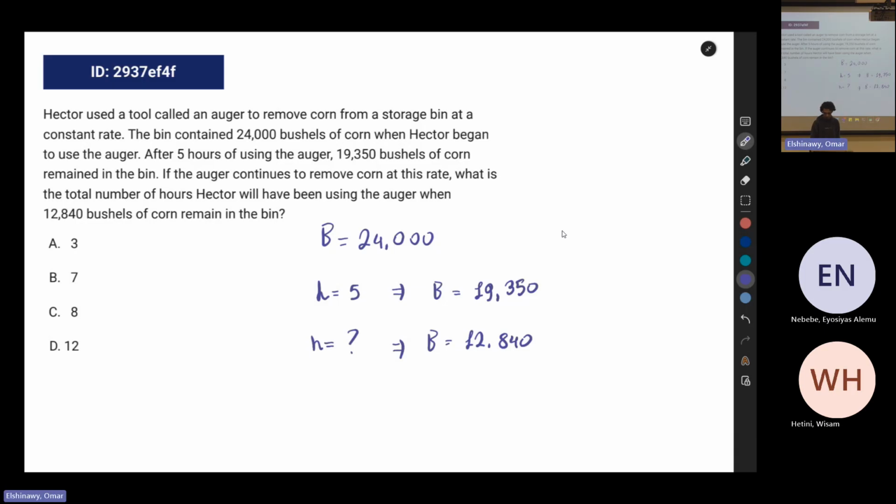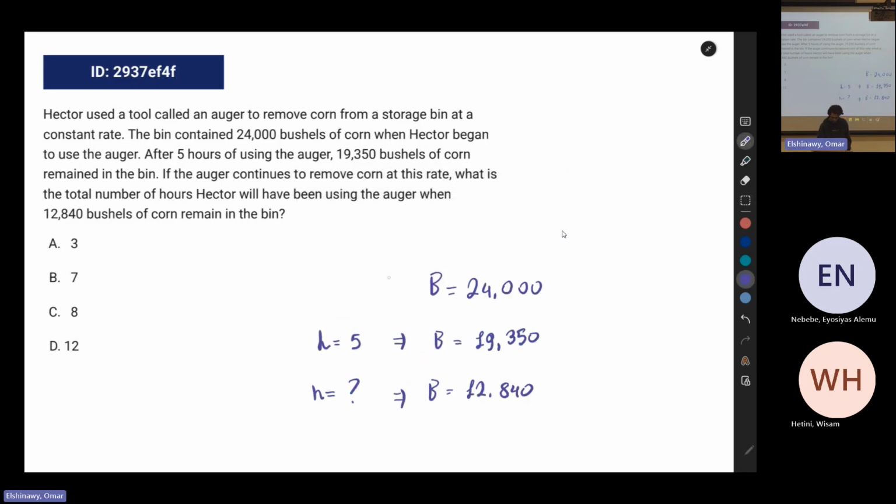So that's not a bad problem. Here you can assume that the rate of change is linear. What happens at hour 0? That's a question for you. Yeah, good. It's 24,000. So 24,000 is at h equal to 0 at the start of time. And h equal to 5 gives you 19,350.